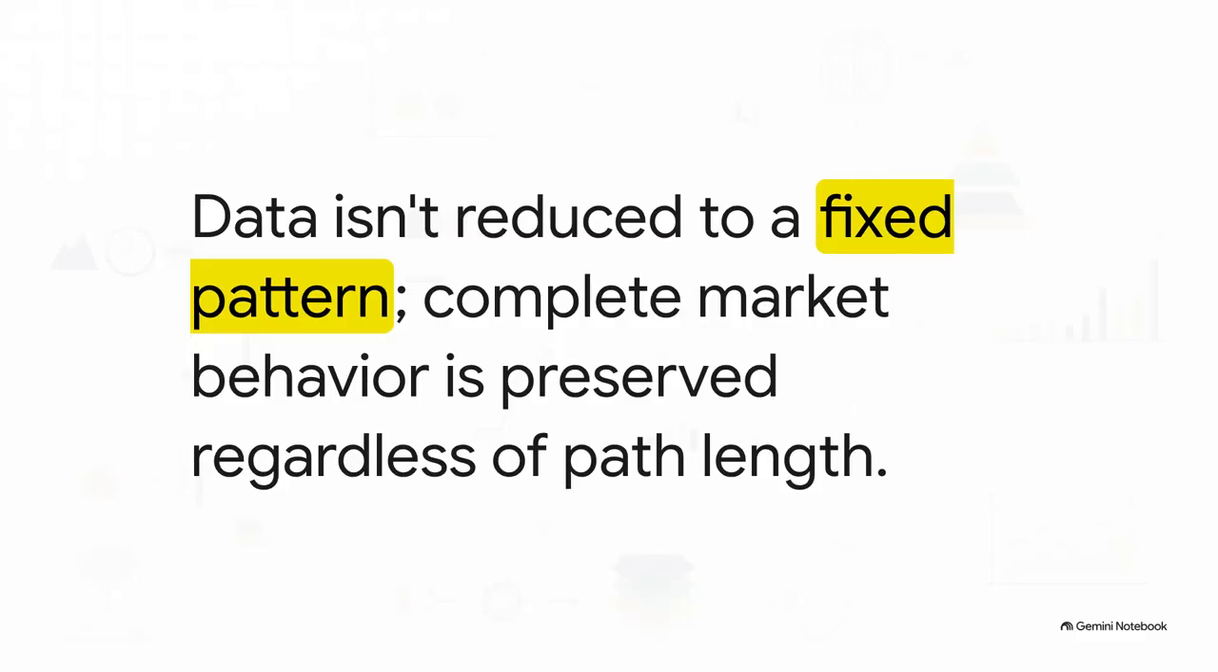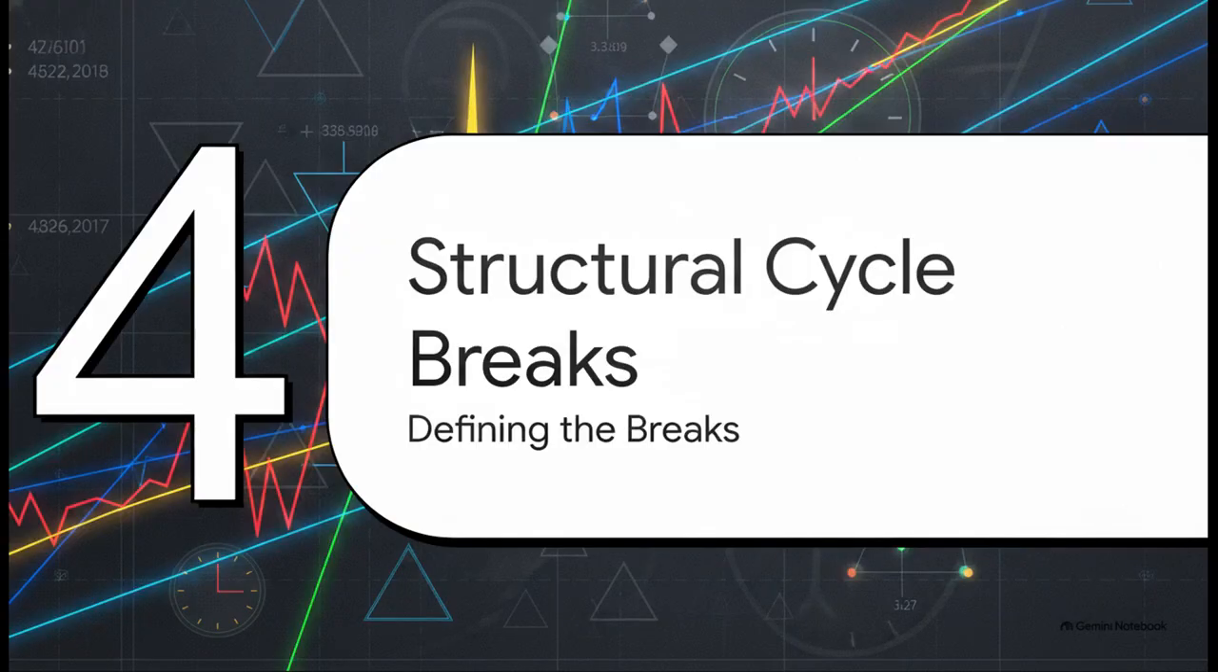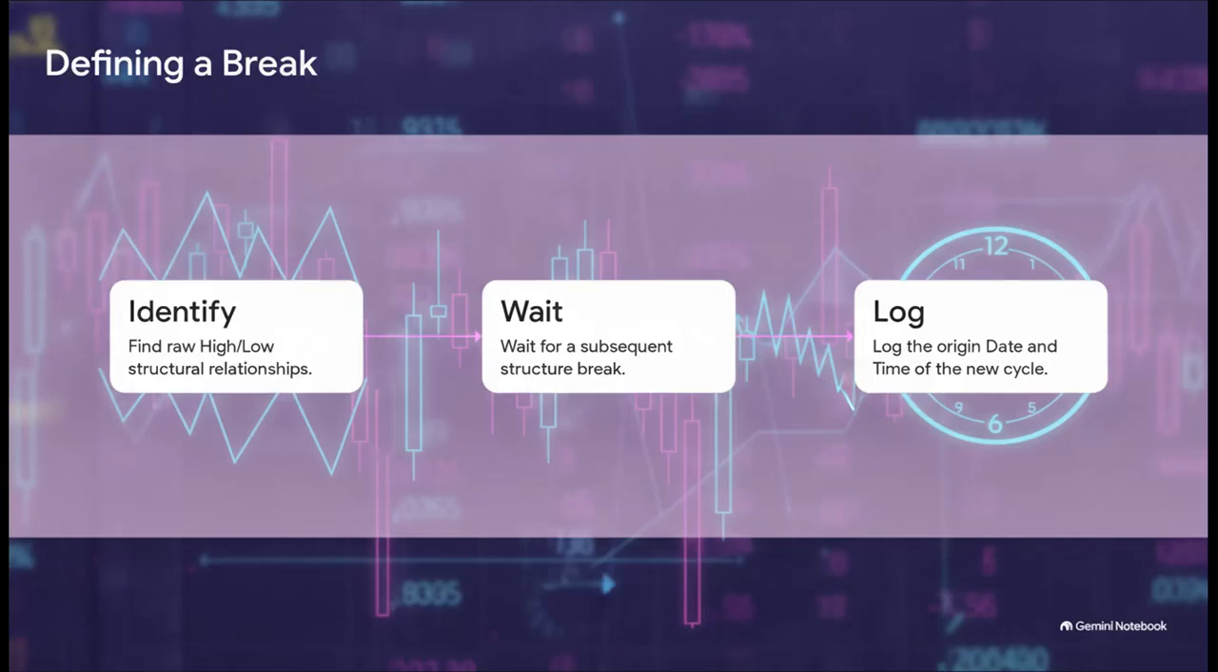And another huge point here. Rather than forcing market data into a rigid, simplistic pattern, like a standard 3-2-1 sequence or some isolated fair value gap, this framework preserves the complete, complex behavioral path of the data. It tracks raw, high-low structural relationships to find these temporal origins, meaning the full, actual context of market behavior stays completely intact. All right, Section 4, defining structural cycle breaks. The mechanics behind this are actually quite straightforward, but they are rigidly applied.